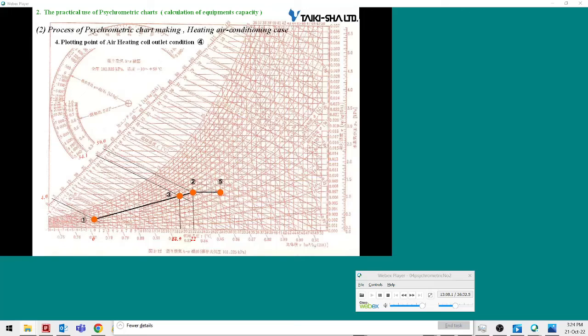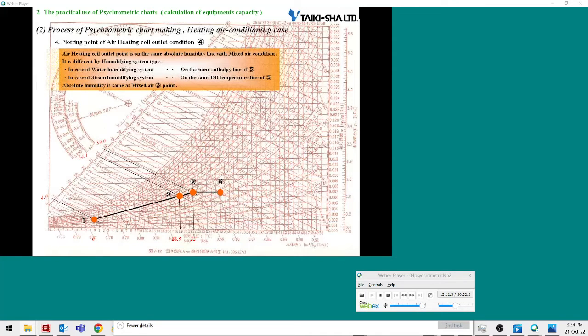Let's plot the outlet air point of the heating coil. Outlet points of heating coils depend on the humidification methods used. While paying attention to the changes in the condition of the air depending on the humidification methods used, let's determine the outlet air point. For heating coils, the values of humidity of the inlet air point are the same as that of the outlet air point.